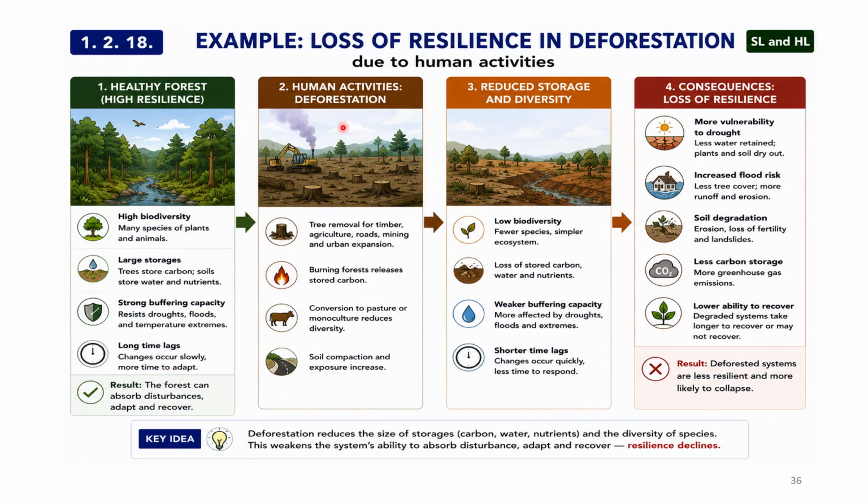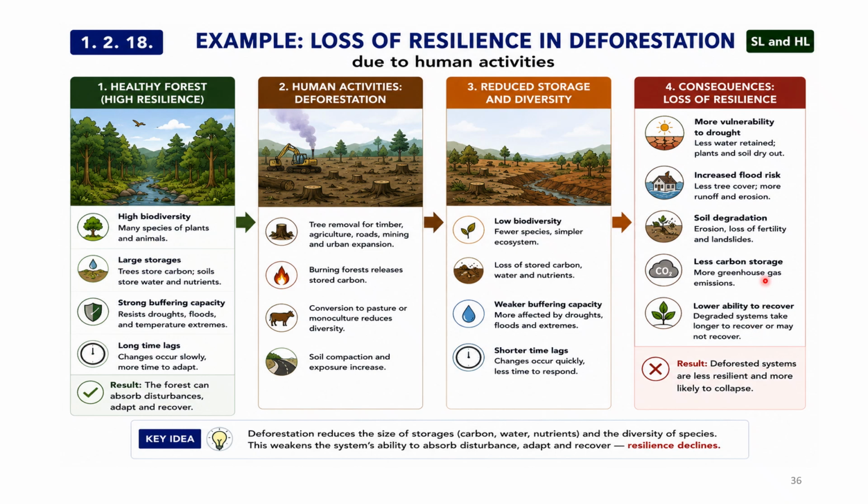Human activities such as logging, agricultural expansion, mining, road construction, and burning forests remove vegetation and release stored carbon. Converting forests into pasture or monoculture plantations also reduces biodiversity and compacts exposed soils. As a result, the ecosystem loses stored carbon, water, and nutrients, buffering capacity becomes weaker, and the system responds more rapidly to disturbances.